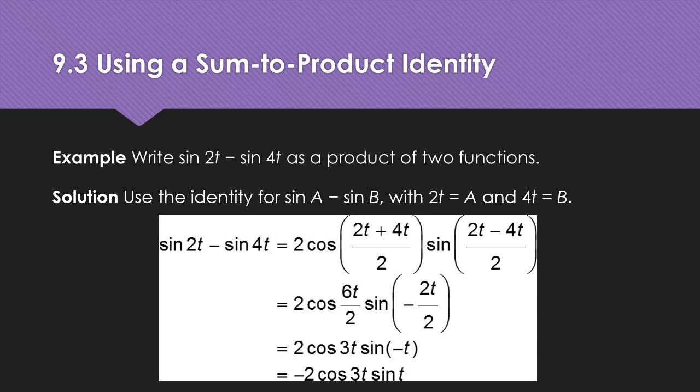Then we're going to use our negative number identity, which is one of those that you should know. The sine of a negative angle is the same as the negative of the sine of that angle. So the negative comes out front, and we have negative 2 cosine 3t sine t.